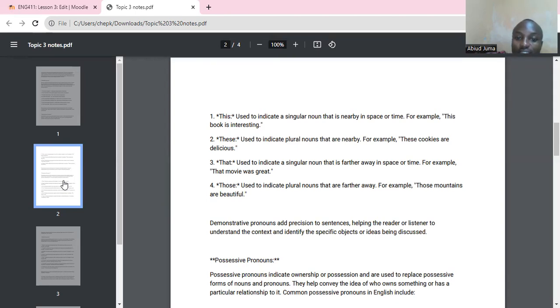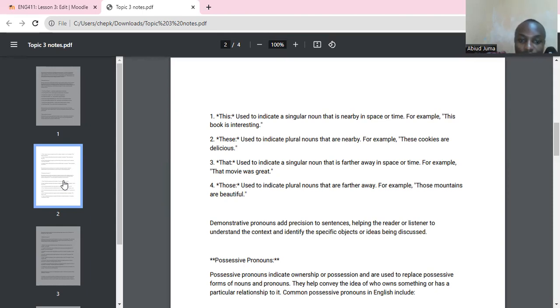That is used to indicate a singular noun that is farther away in space or time. For example, that movie was great. We also have those. Those is used to indicate plural nouns that are farther away. Now, these shows that things are nearby, and those shows that they are far away. For example, those mountains are beautiful.